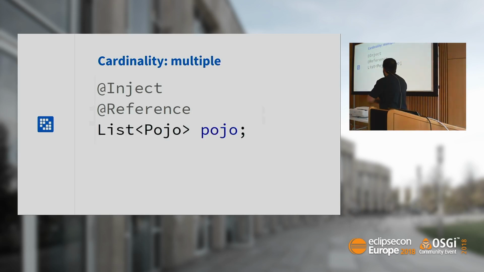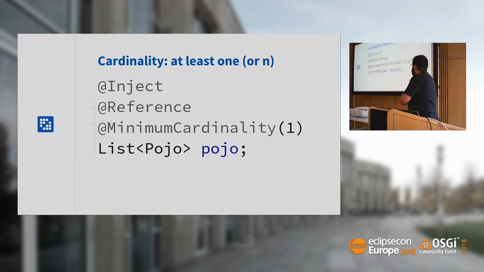But we also support the multiple cardinality. So if you have a list of POJO, we're going to give you a list of POJO when we have some to give you. And we can also support the at least one or at least n cardinality by using a qualifier, a minimum cardinality of n. So we have exactly the same cardinality options that we have in declarative services.